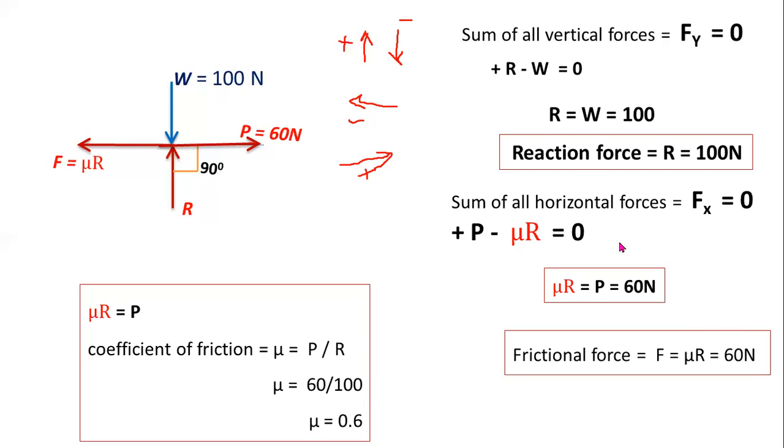Here the reaction force has units of newton. You can observe that the coefficient of friction equals the ratio of the externally applied force divided by the reaction force. Both have the same units, therefore the coefficient of friction has no units. No units for mu. The value of mu is 0.6. This is the answer for this problem.